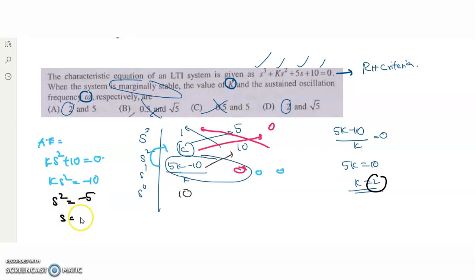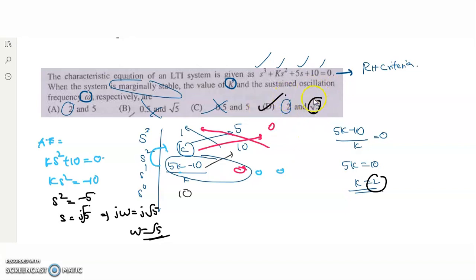Then if you apply the square root on both sides, you will get S is equal to j root 5. S can be taken as j omega. Now j omega is equal to j root 5, and omega can be written as root 5. So omega is equal to root 5.